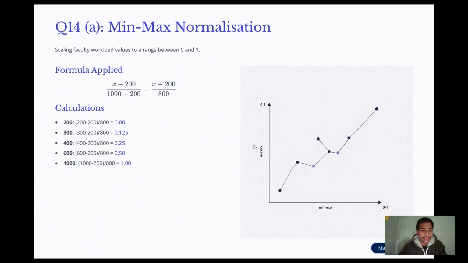Min-max normalization. The first method is min-max normalization, which scales all values to a fixed range between 0 and 1. The formula: we subtract the minimum 200 from the value and divide by the range, max minus min, which is 800. The result: 200 becomes 0.00, the baseline 600 becomes 0.50, exactly halfway, and 1000 becomes 1, the peak. This method is great for preserving relationships but is very sensitive to outliers.